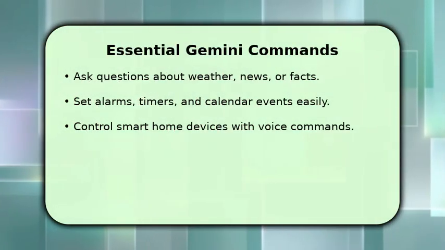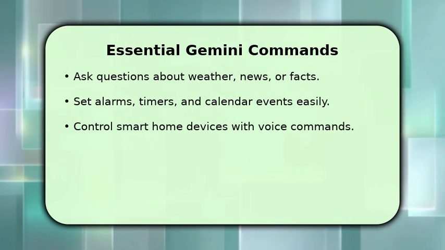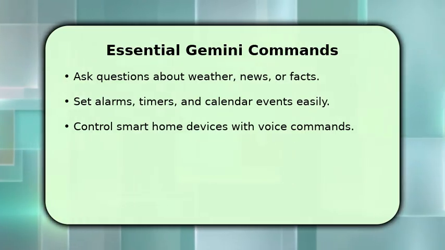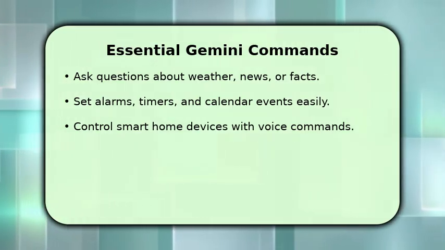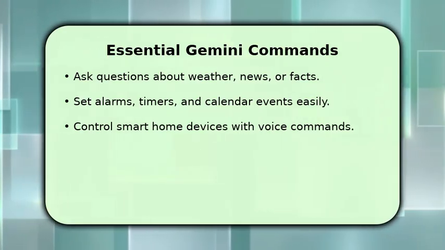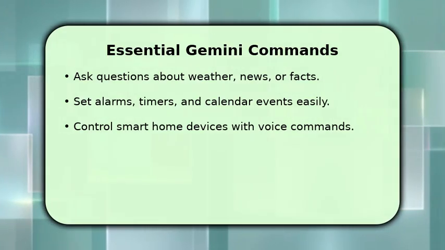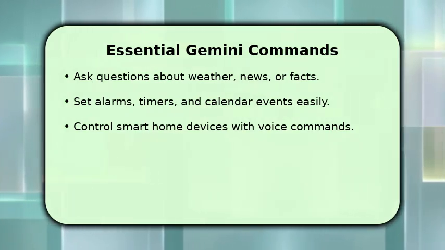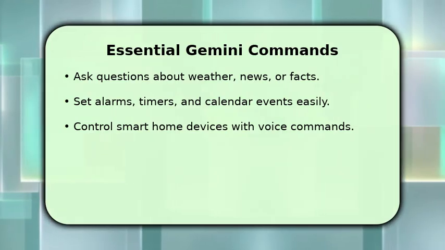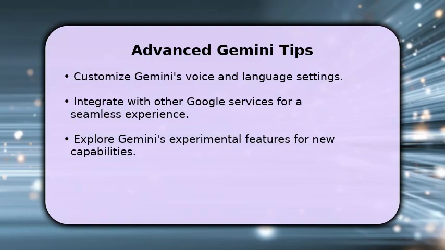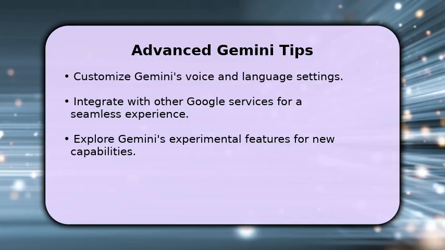Gemini can handle a wide range of tasks, making your daily life much simpler. You can ask it anything from "What's the weather like today?" to "Tell me the latest news headlines." It's also fantastic for productivity. Just say "Set an alarm for 7 a.m." or "Add an event to my calendar." Plus, if you have smart home devices, Gemini can control them with simple voice commands, like "Turn off the living room lights."